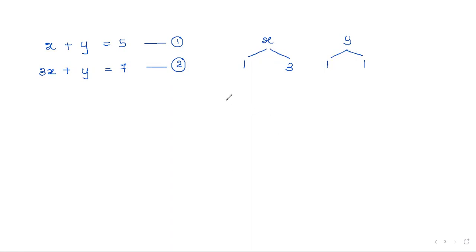Now, after analyzing the coefficients of x and y, you can clearly see that y has the same coefficient. If you find that y has the same coefficient, I select this variable as the elimination variable, right? Elimination variable. That means I eliminate this variable and find the x value, right?